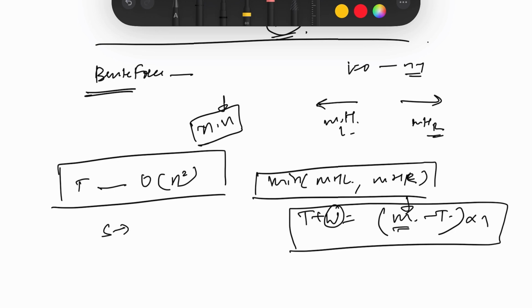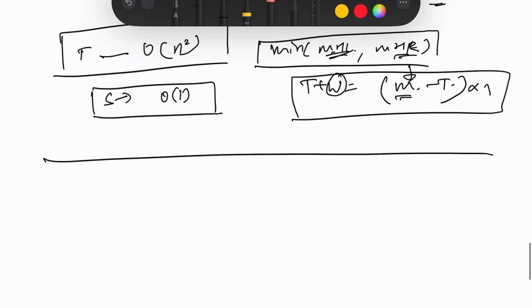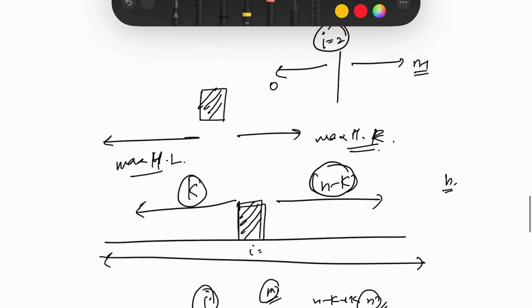And what is the space complexity? Here we are not utilizing any space that we can consider as a constant space. We are only tracking some variables to store the maximum height on the left side and right side. Okay, but we have to optimize this solution further because it's a quadratic time complexity.